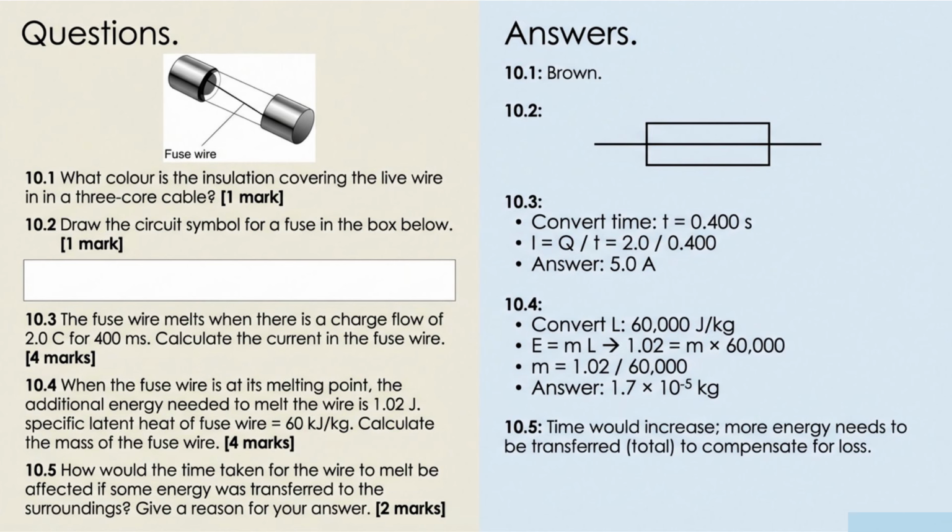And finally, 10.5. What is the effect of energy transfer to the surroundings on the time it takes the fuse to melt? The mark scheme says the time would increase. Because more energy needs to be transferred in total to compensate for the loss to the surroundings. And that concludes our deep dive into the June 2024 physics paper.